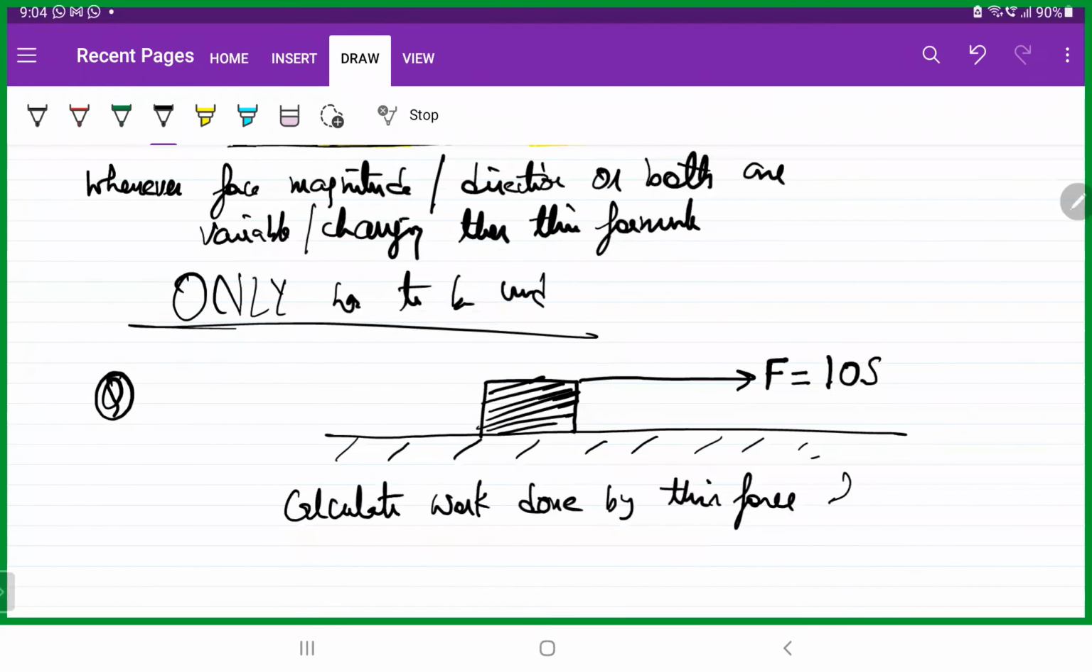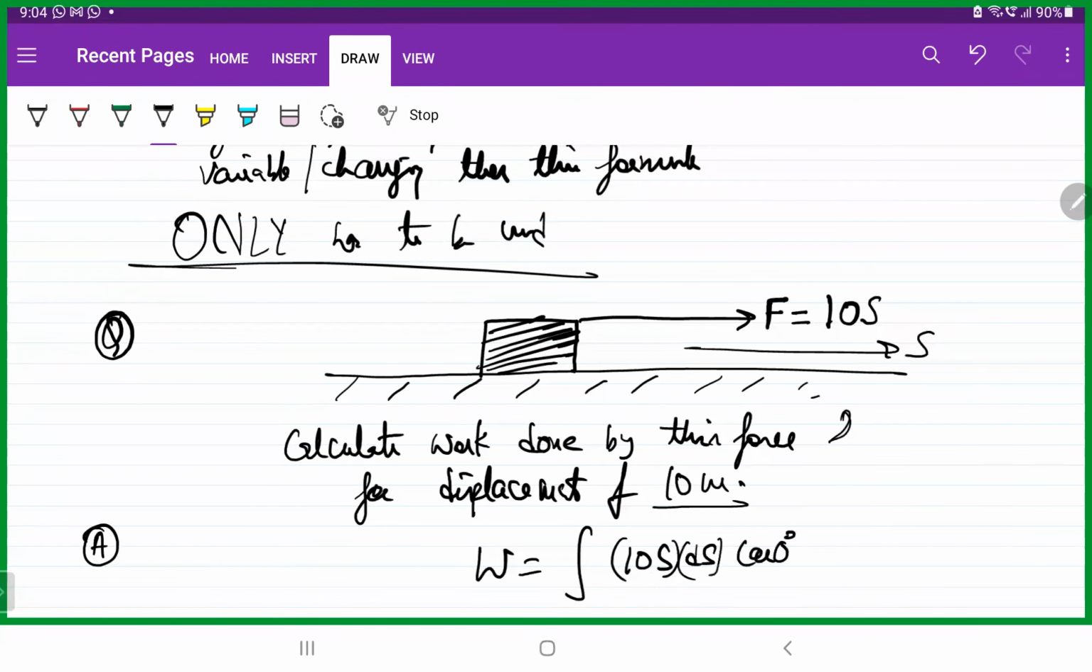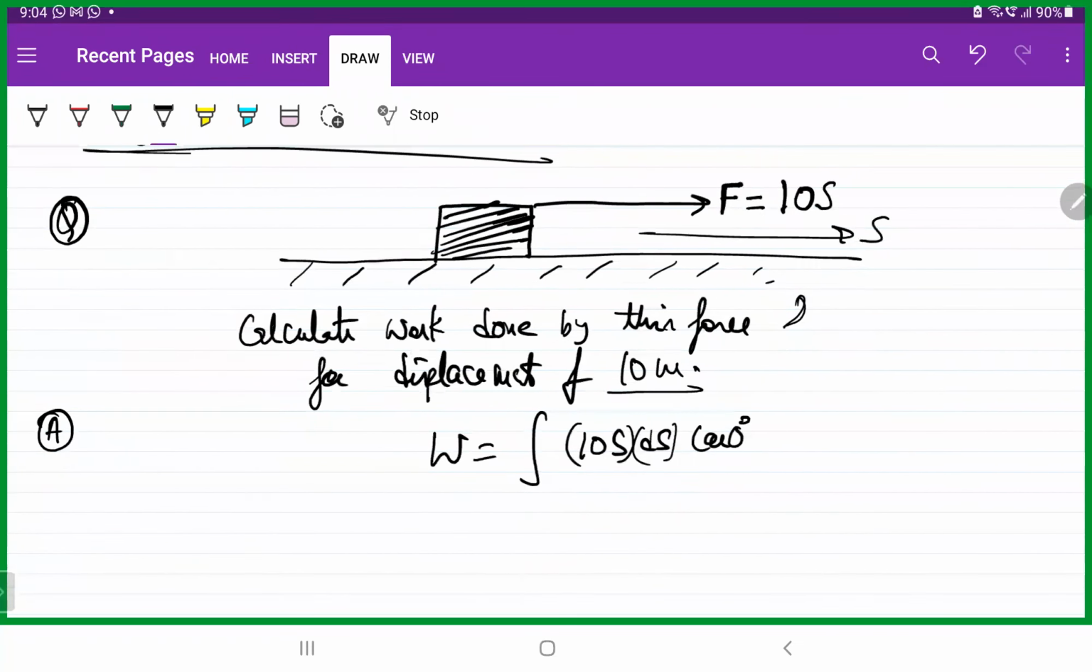For a displacement of 10 meters. Right? Now it's a variable force. We'll apply the formula. Work done is the integration of F ds. F is 10s. Displacement is also in this direction, so into ds into cos 0 degree. Why cos 0 degree? Because both are in the same direction. From 0 to 10. The 10 will be coming out of the integration. It's a constant. So 10 times the integration from 0 to 10 of s ds.